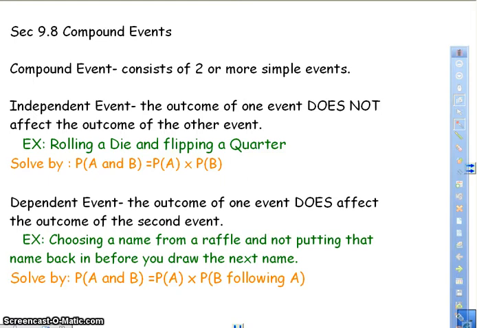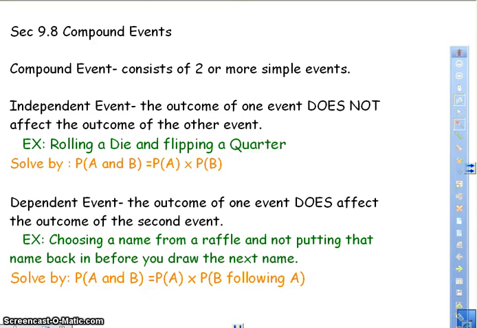We've talked about simple events up to this point, so now we're applying more than one event happening at the exact same time, okay? A compound event consists of at least two simple events, and there are going to be two different types of compound events we're going to talk about to begin with.